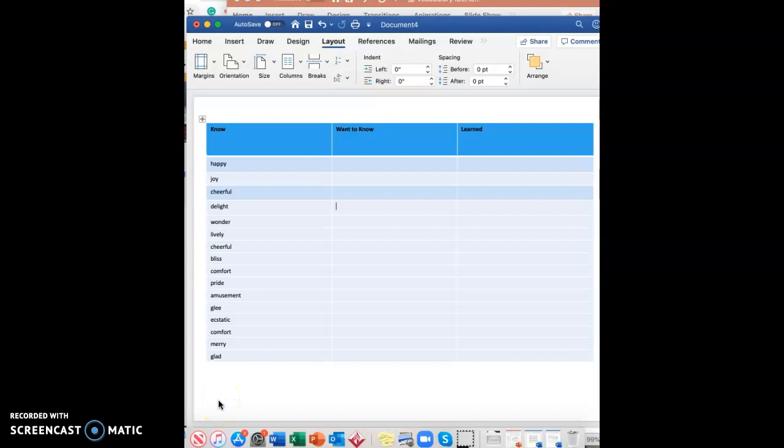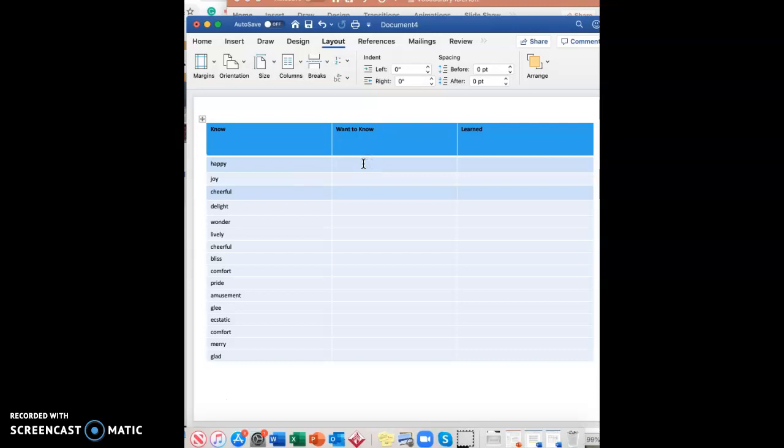Okay, so I did the Know, Want to Know, and Learned section for vocabulary words. So here's some vocabulary words for fifth graders. And let's say they know these words, so they know them because they're on their vocabulary list. Now, they're going to write down what they want to know.